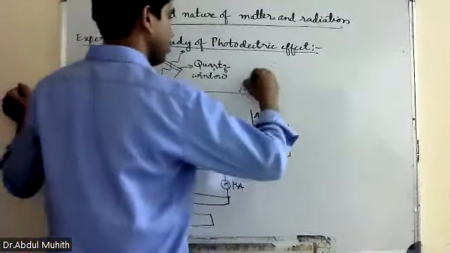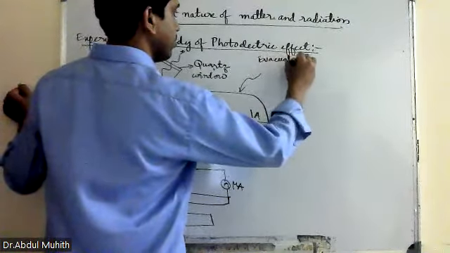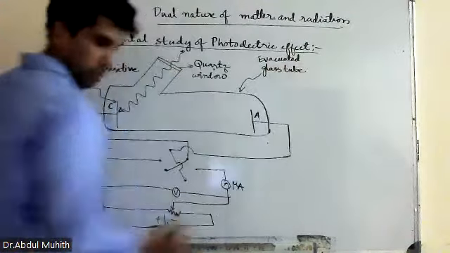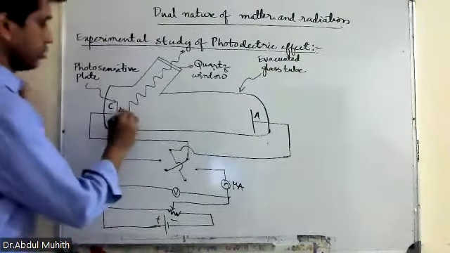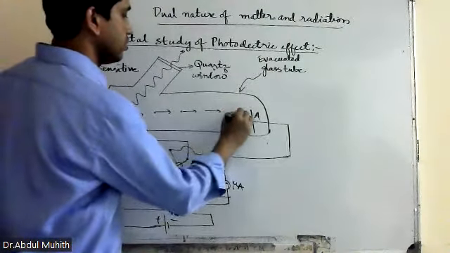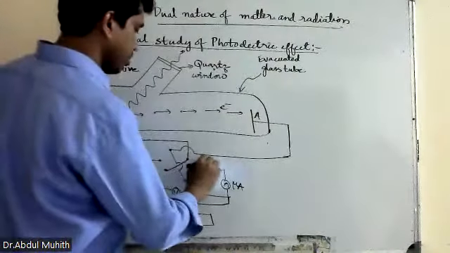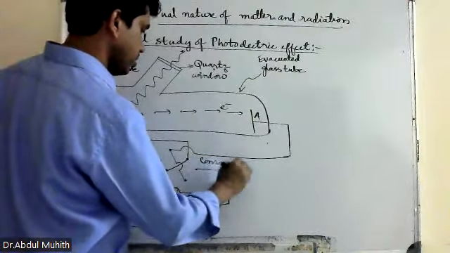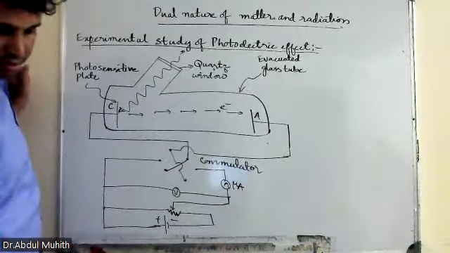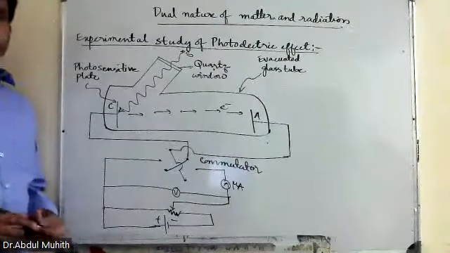This one is the evacuated glass tube. And these are the electrons. Electrons start coming out in this way. And this is said to be the commutator. And here we have the other section. So this is the source. See once again from the beginning.